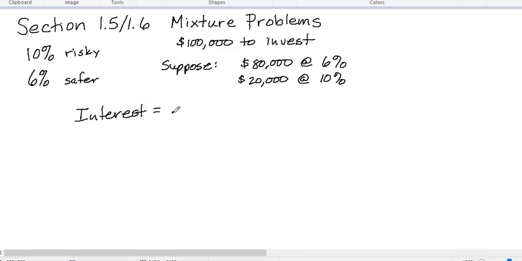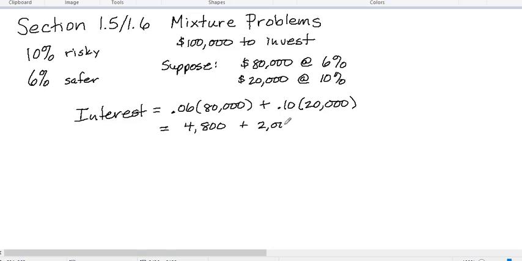Well, our interest would be 6% of the money that I put in there, 80,000, plus 10% times the money that I invested at 10%. And then that will make $4,800 plus $2,000. That's a total of $6,800. And just for the record, that's a 6.8% return overall on average for your $100,000 investment.